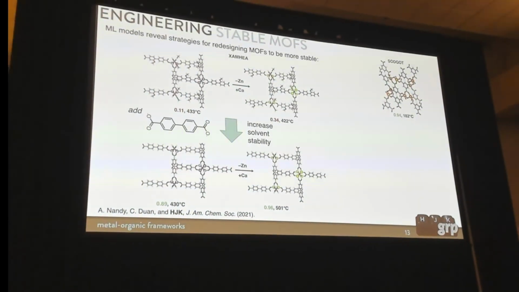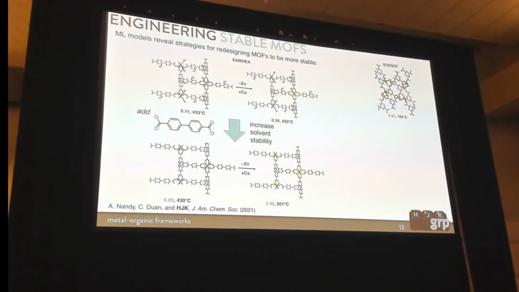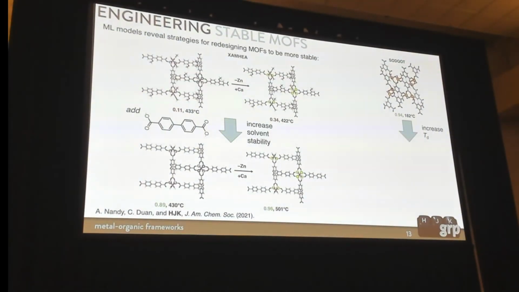And then the same thing goes with thermal stability. We want to promote the thermal stability and strengthen this MOF's thermal stability, which should strengthen the metal-organic bond with the linker. And doing so raises the thermal stability without worsening the activation stability.